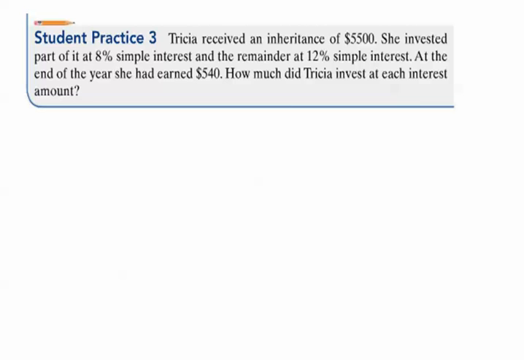So Tricia received an inheritance of $5,500. She invested part of it at 8% simple interest and the remainder at 12% simple interest. So we know that x is the amount invested at 8%. We'll let y be the amount invested at 12%.